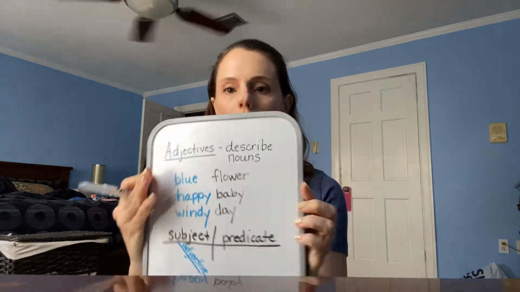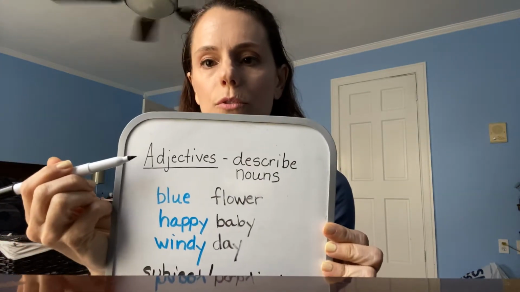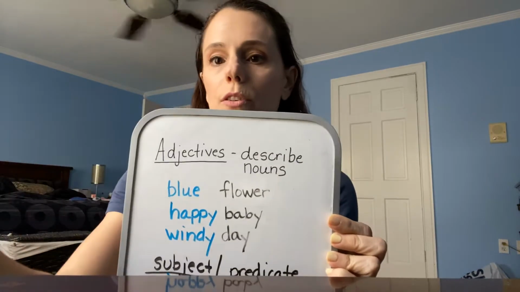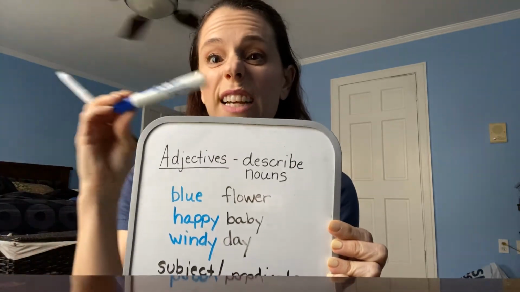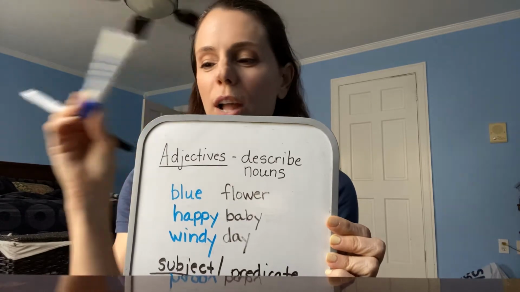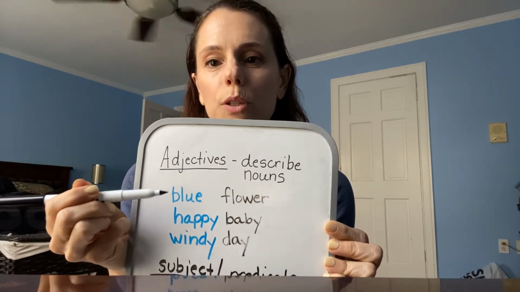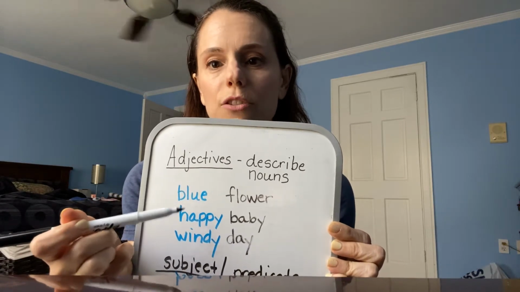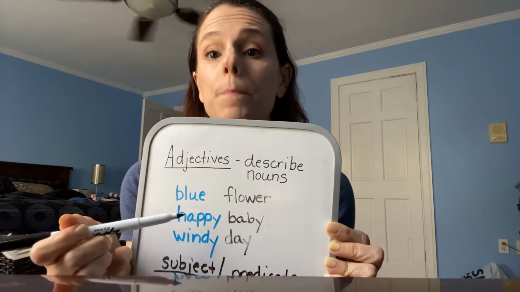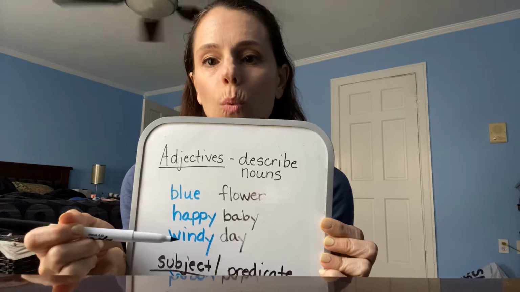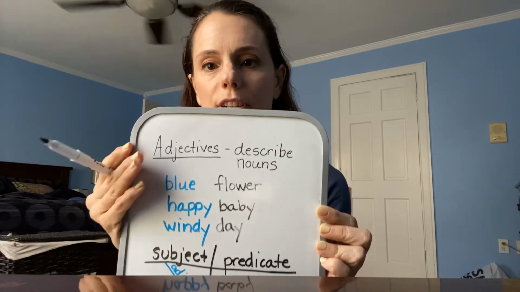You've got to remember what an adjective is. We did an entire chapter on adjectives, okay? So adjectives are the words that describe nouns. So I wrote a few. Look, I found a green. I found a blue. Cleaning out one of my drawers, and I found another color Expo marker. So in blue are your adjectives. A blue flower. Blue is the adjective. Happy baby. Happy is the adjective. And a windy day. Windy is an adjective, okay? Adjectives are the words that describe nouns.